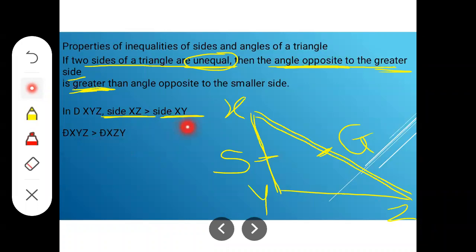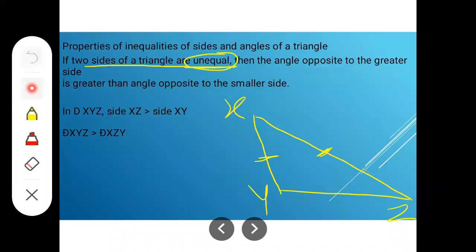Then which is the smaller side? XY. So XY, and the angle opposite to this side is this one. So the angle is XZY. So the statement: the angle opposite to the greater side is greater than the angle opposite to the smaller side. Understood?